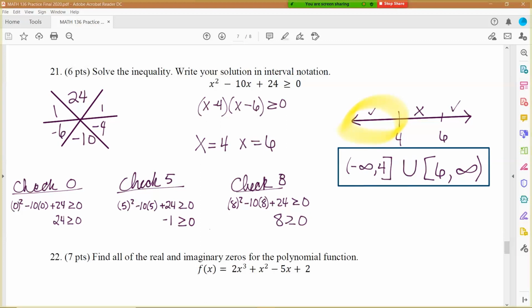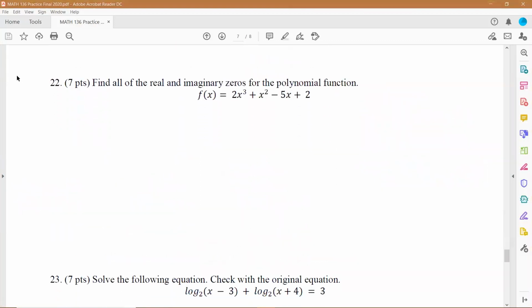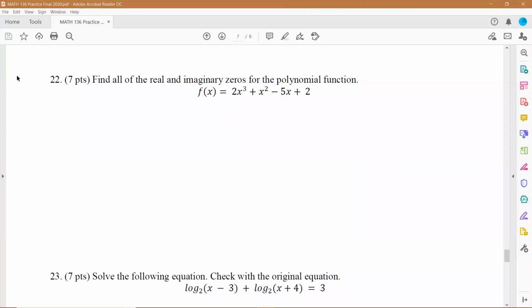All right, question 22. Find all the real and imaginary zeros. Remember, this is where we did our P's and our Q's. All the factors of 2 divided by all the factors of 2. Remember doing this?